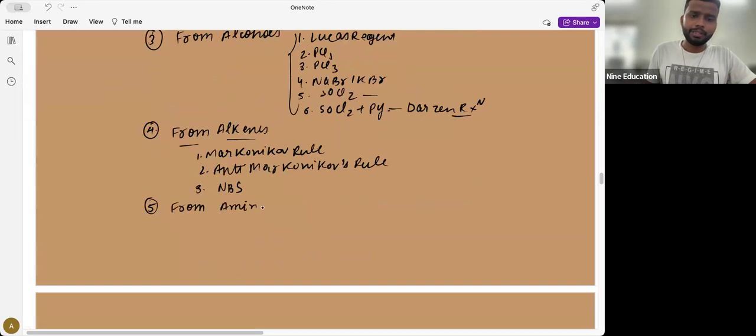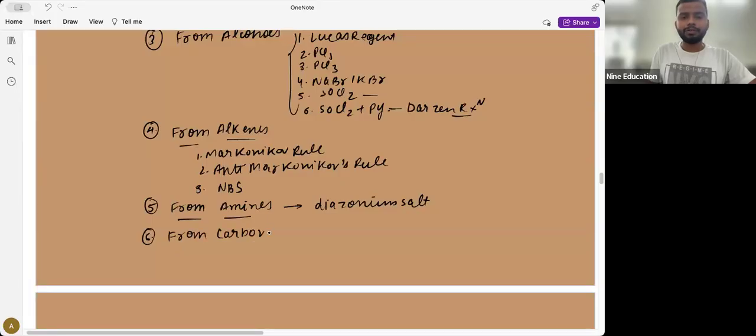If I am making from amines, we have to make diazonium salt. And from alcohols, once alcohol is made, adding water into that, you have to convert that alcohol into alkyl halides. You should know that by diazonium salt we need to prepare. The sixth one was from carboxylic acids, which is the last reaction we studied today. This is the Hunsdiecker reaction.